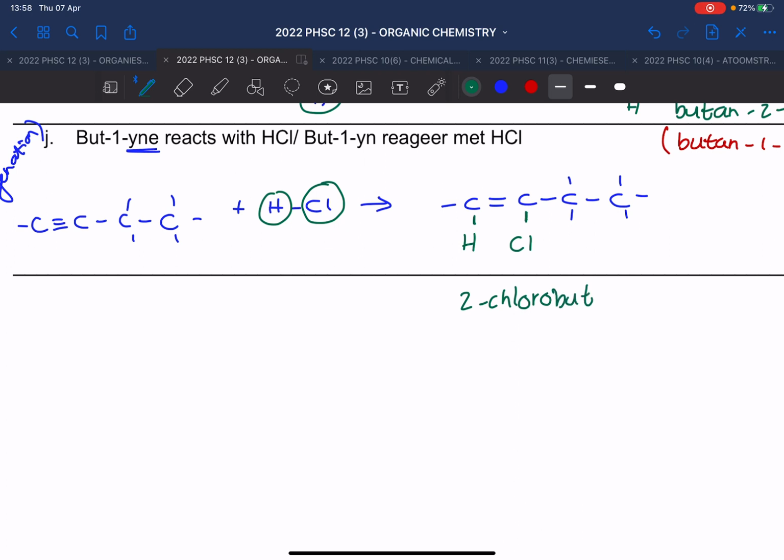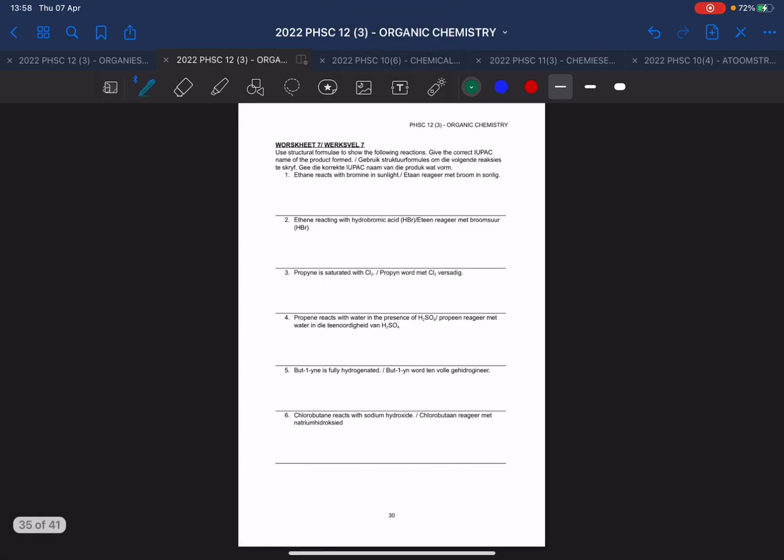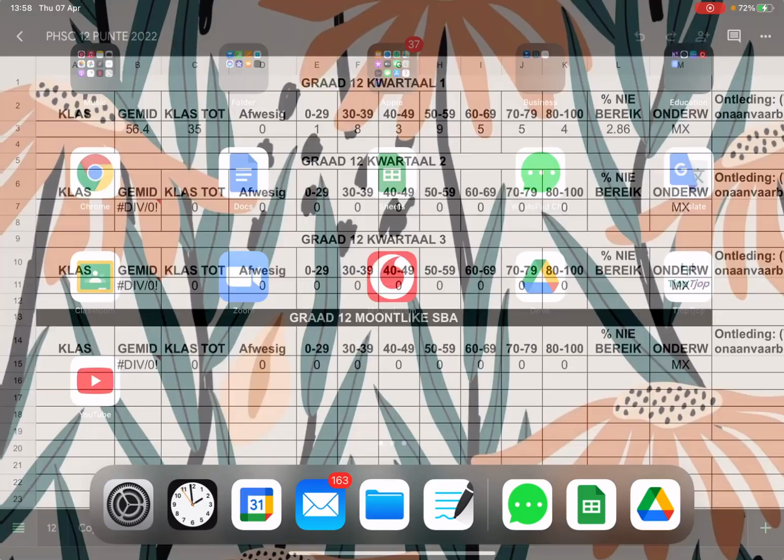Bute. Y-N-E. No. Double bond. Still wrong. Bute... 1-ene. Because the double bond is on the first carbon. Okay, so your homework is page 30. Page 30.